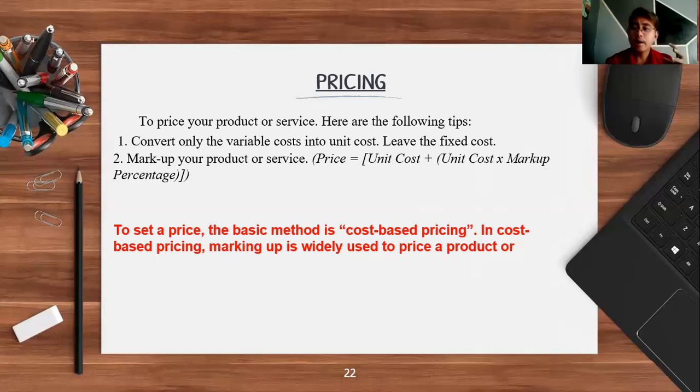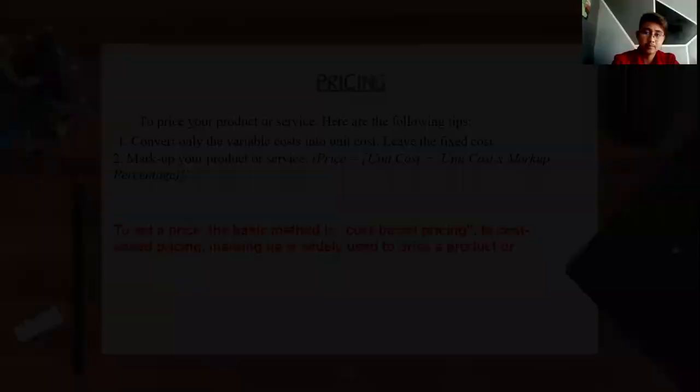So each finished product, you will sell it at 150 pesos. Okay? So your unit cost is 100 pesos. Your markup percentage is 50% of the unit cost, which totals 50 pesos. Then you combine it, which is equal to 150 pesos. Okay, so to set the price, the basic method is cost-based pricing. In cost-based pricing, marking up is widely used to price a product or services.